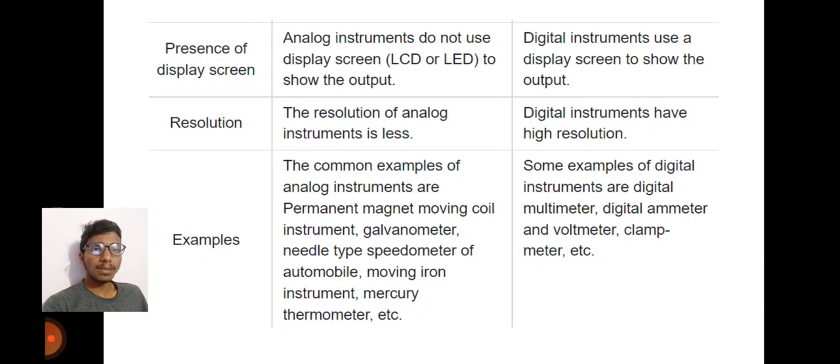Examples. The examples of analog instruments are the permanent magnet moving coil, that is the galvanometer, the needle-type speedometer of an automobile, moving iron instrument, mercury thermometer, and old ammeters and voltmeters. When it comes to digital instruments, the major examples are digital multimeter, ammeter, voltmeter, clamp meter, etc., and digital CRO.